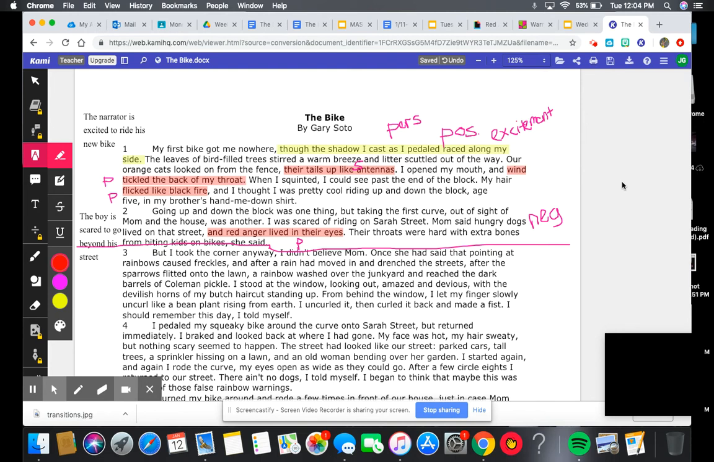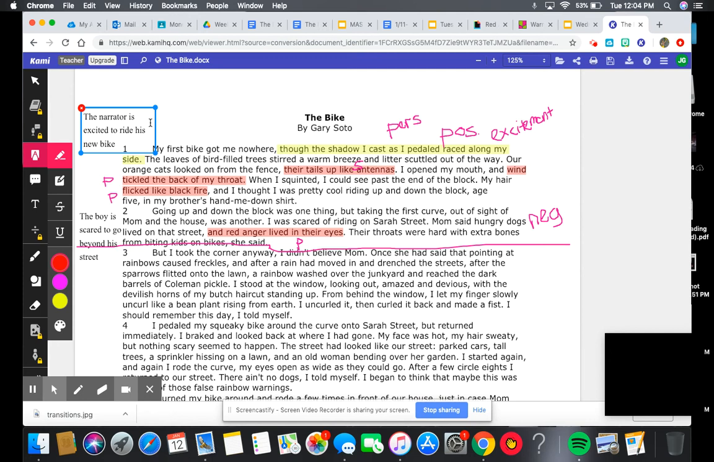So this whole paragraph, I put here, this is my chunk. This is my short little summary: the narrator is excited to ride his new bike. That's it. So that's what you could have written as your chunk. Okay, so if you haven't done that, go back. You can again ask your teacher right now if they have a copy of The Bike that you can write on, or you can get a piece of notebook paper and just write notes for yourself.